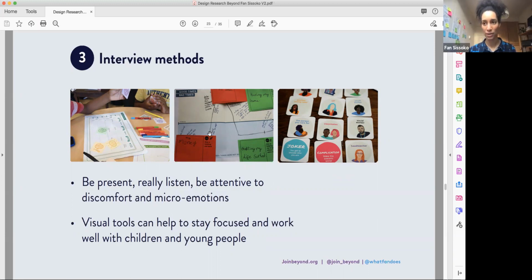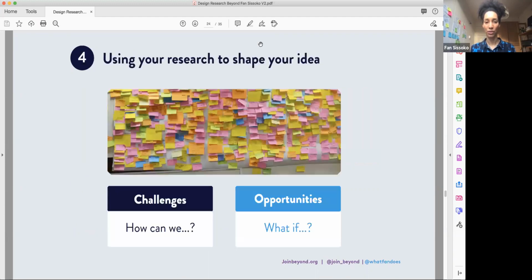Another example here in the middle is a timeline, where I'm trying to get a sense of what people have been through before I meet them. So it's just mapping good times and bad times. And sometimes it's about their whole life. Sometimes it's just about their experience of a service. Yeah, but I find those useful. And once you've done your fieldwork, the challenge will be about, how do I make sense of everything that I've heard?